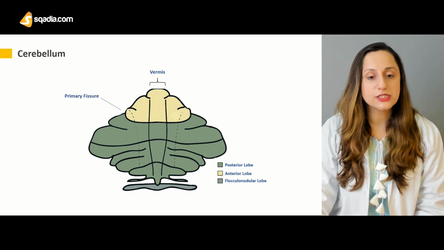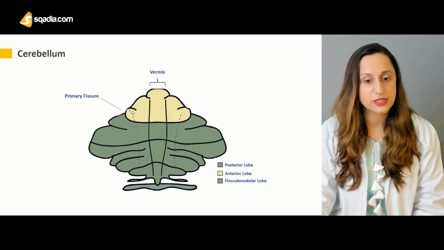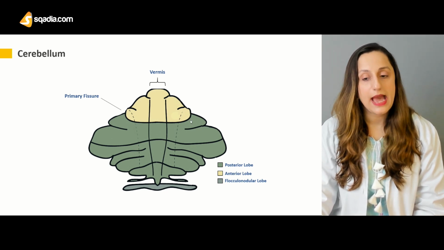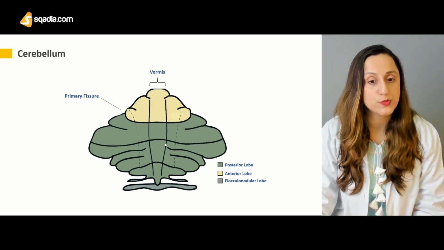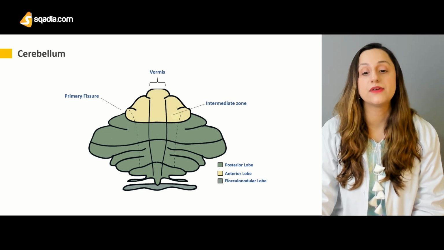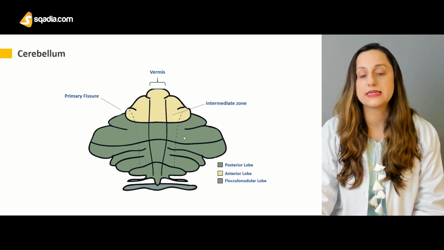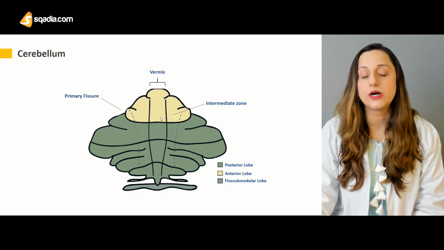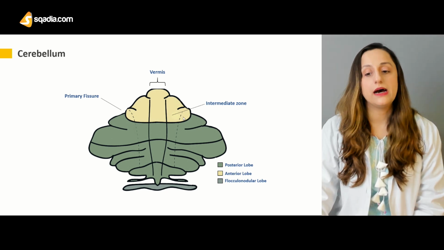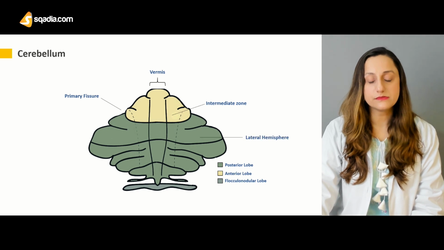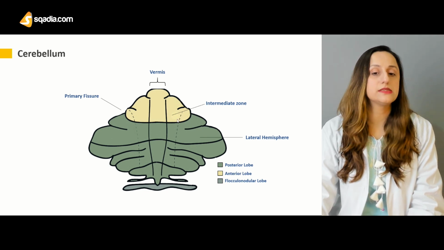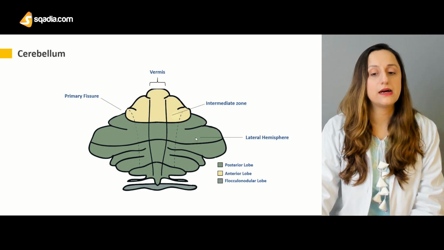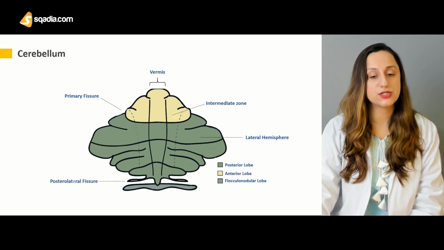These lobes are formed due to the fissures that are present out here. As you can see, this is the primary fissure, and there is basically a distinction between the anterior and the posterior lobe. So this primary fissure is again very important. Then we have an intermediate zone, which is present between the vermis and the lateral portions of the anterior lobe. These are the lateral hemispheres. So this is the vermis, this is the median portion, then we have an intermediate zone, and finally we have the lateral portions of the lobes as well present over here.